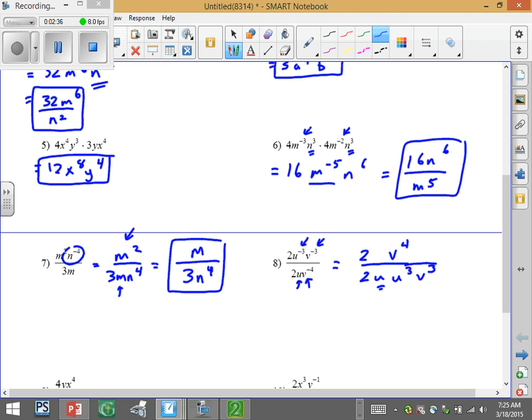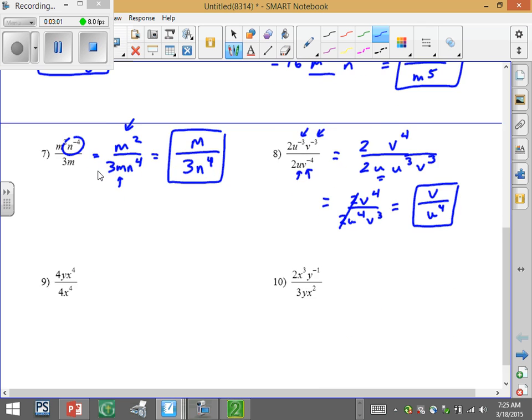Now let's start combining what we can. So we got 2v to the fourth. There are now 4 u's and 4 u's and 3 v's. 2 over 2, those will actually cancel. There are 4 v's in the top, 3 in the bottom, which means if I were to cancel, I'd be left with 1 v in the top and 4 u's in the bottom. So there's your final answer, v over u to the fourth.